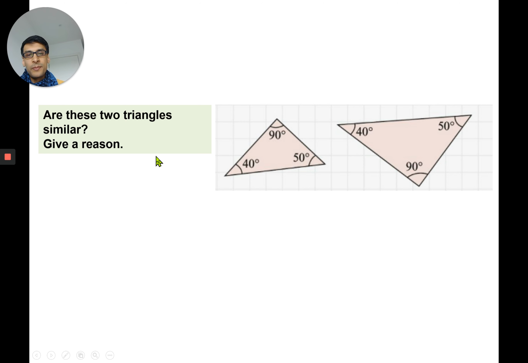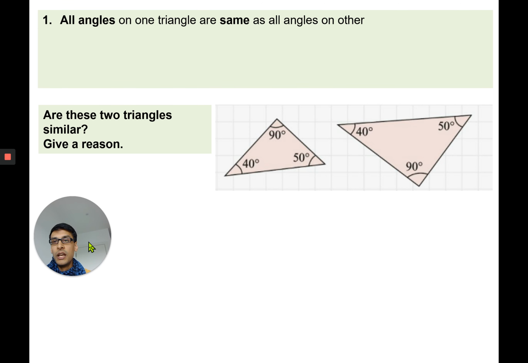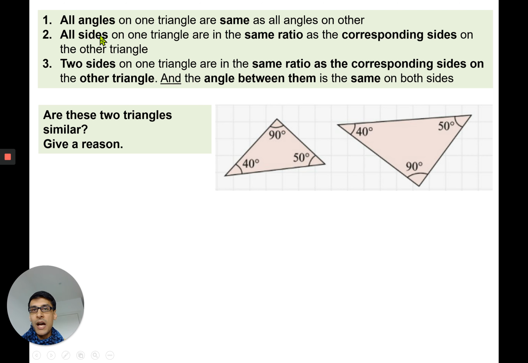It kind of relates back to the same style of questions with congruence, like, are these 2 triangles similar? Give a reason. Well, this one's really straightforward. We have 40, 50, 90, 40, 50, 90. Yes, they are similar. In this case, it matches reason 1. All angles on one triangle are same as all angles on the other. That's what you would write as an answer.